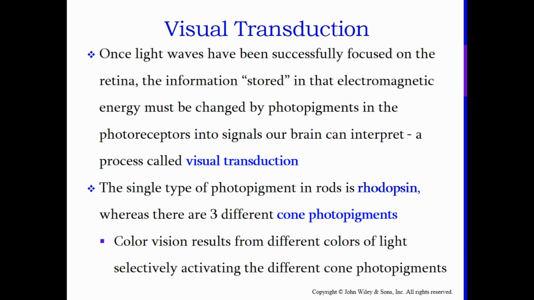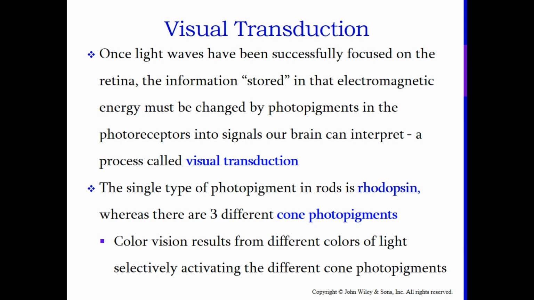Visual transduction. Once light waves have been successfully focused on the retina, the information stored in that electromagnetic energy must be changed by photopigments in the photoreceptors into signals our brain can interpret, a process called visual transduction. So basically, light rays are converted into electrical stimulation that goes to your brain.